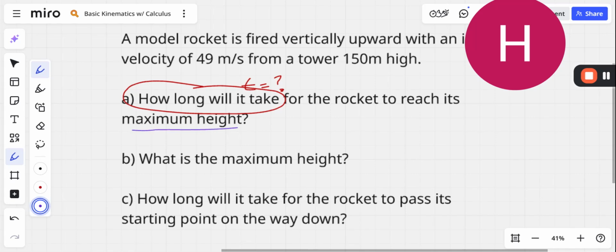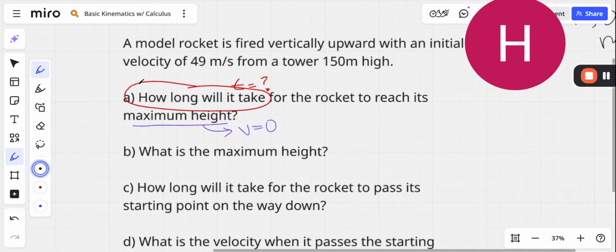So this tells us something important. The fact that it reaches its maximum height tells us that the velocity equals 0. We can use that fact to now find a time, and that'll be our answer. Okay? But I do also want to address a few things.